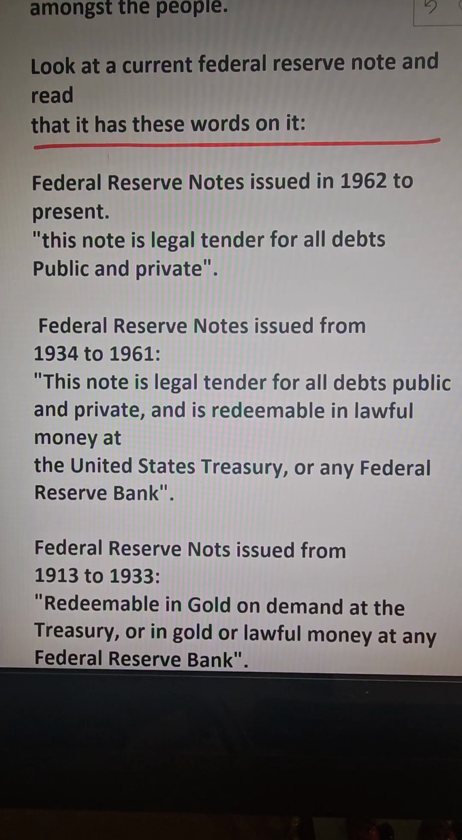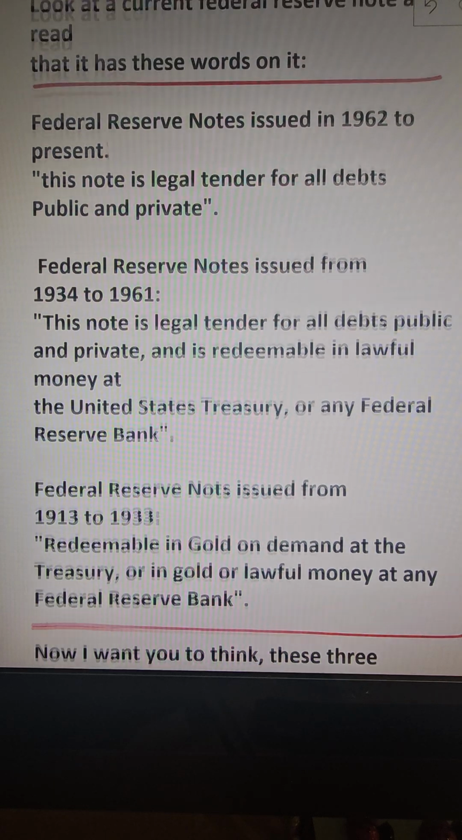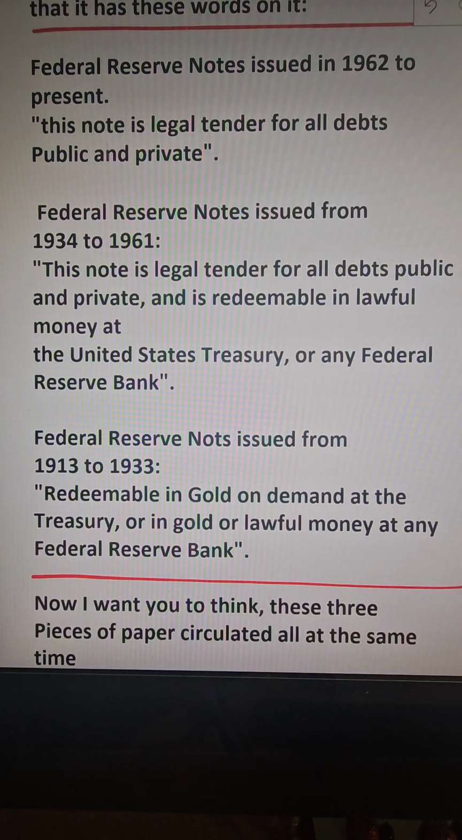Now, let's look at the current Federal Reserve notes that you have in your wallet. Pull one out and look at it. It says this was issued in 1962. Okay, go get one and pull it out and look at it. The wording on it says this note is legal tender for all debts, public and private. That's from 1962 to present day.